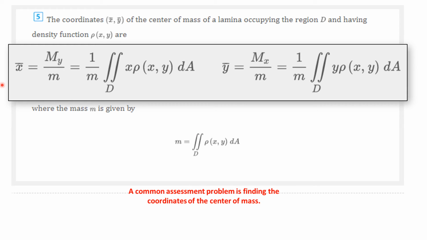Now, from the theory we've talked about, x bar is found by the moment about the y-axis divided by m, so it's 1 over m times this integral. And y bar is the moment about the x-axis divided by m, so it's 1 over m times this integral. And to find the mass, it's this integral.